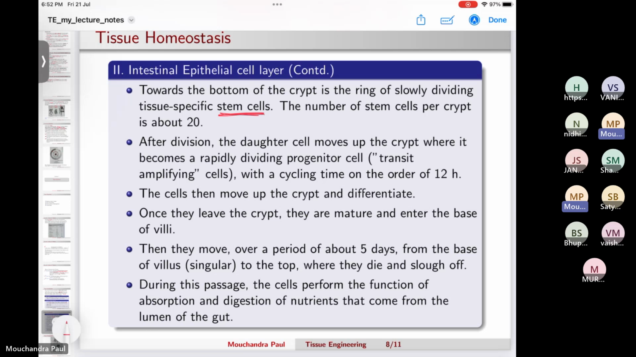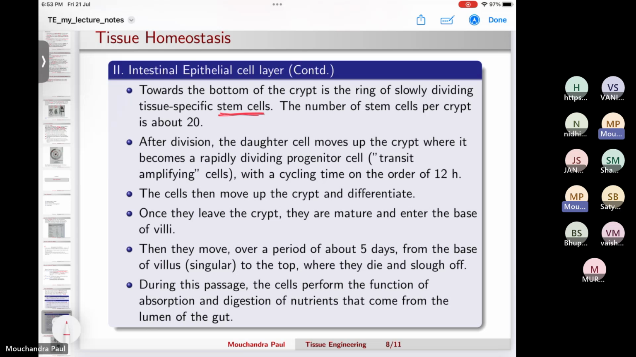And at the bottom of each crypt, there are approximately 20 of these only. Think about it, only 20 are there, and from those 20 you will get millions of cells. That is how rapid the cell division happens.